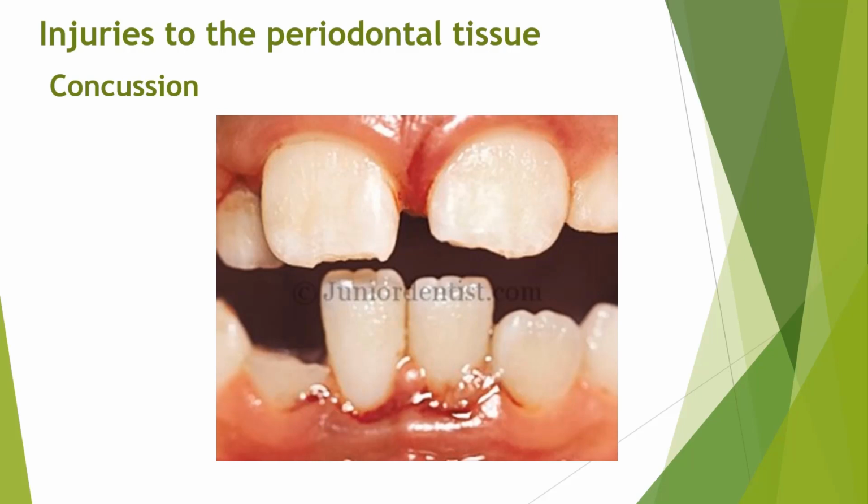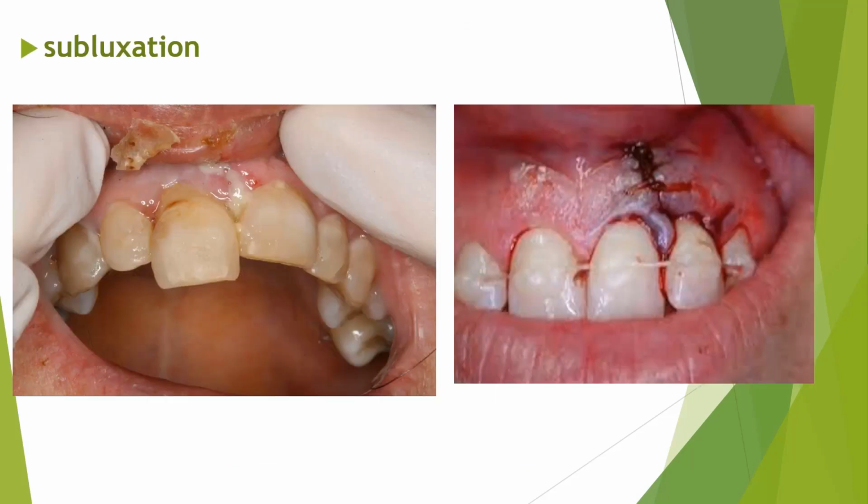Treatment of injuries of periodontal tissue involve the following: concussion. In case of concussion, usually no treatment is indicated other than palliative treatment. In many cases, relieving the tooth from the occlusal force by grinding of the opposing teeth may be indicated. Periodic follow-up of the patient to evaluate the condition of the pulp.